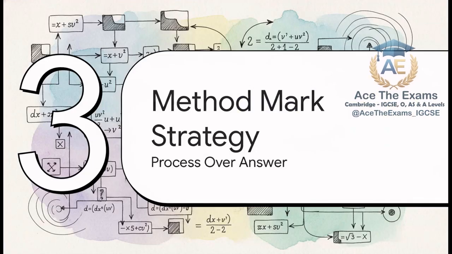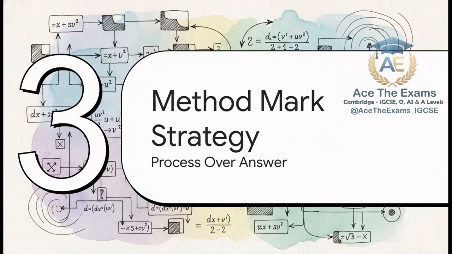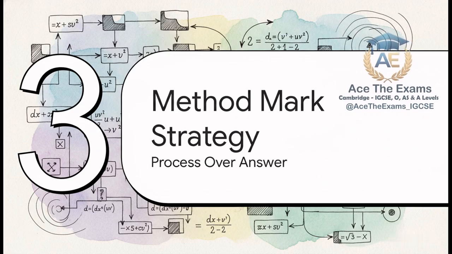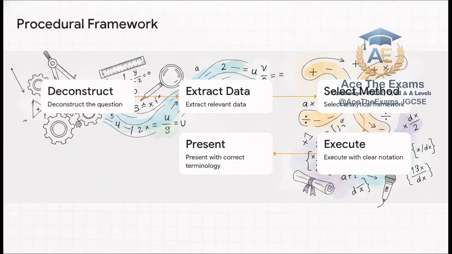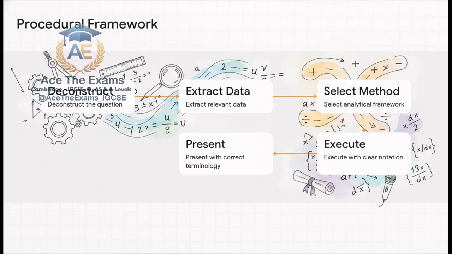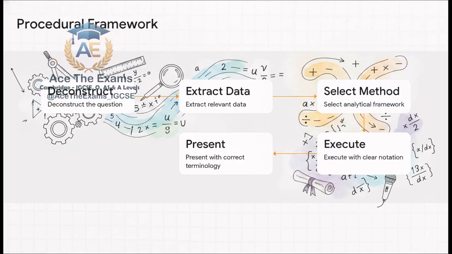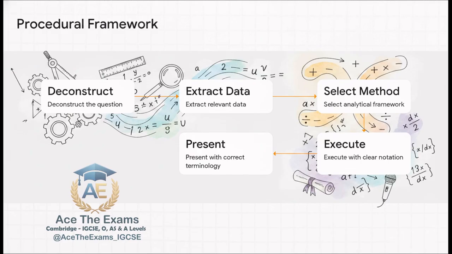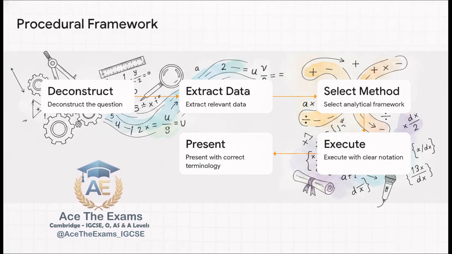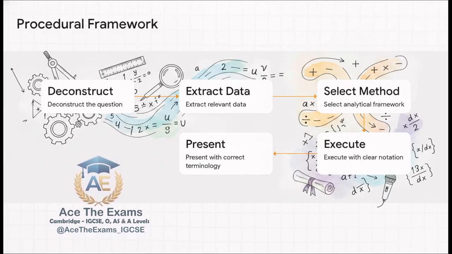Section 3. The Method Mark Strategy. Process over final answer. This method mark strategy right here is all about prioritizing the process over the final answer, which honestly should reduce a lot of your exam anxiety. Examiners actually award marks for your process, even if your final number is slightly off.